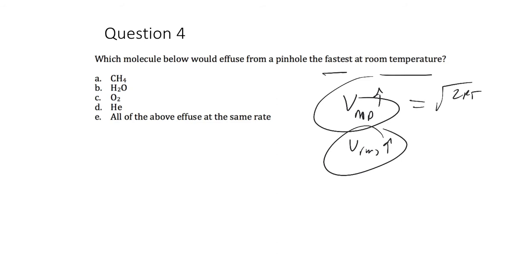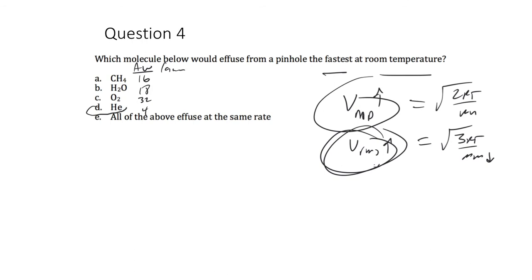where this is 2RT divided by molar mass, this is 3RT divided by molar mass, where the lighter we make the gas, the greater we make that velocity. So we want the lighter particle, and so our masses here, just the atomic weight of these guys would be 16 AMU, 18 AMU, 32 AMU, and 4 AMU. So our lighter particle here is helium. It travels faster in this gas mixture. It's going to be the fastest to escape.